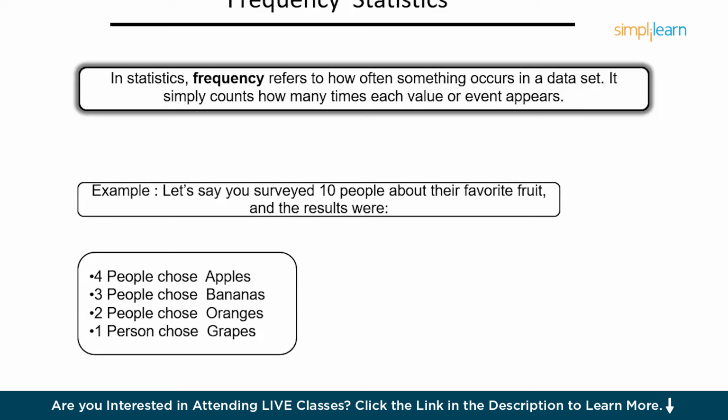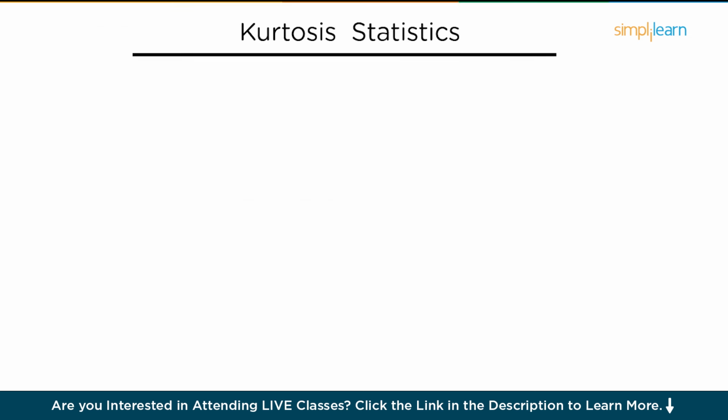Bananas have a frequency of 3, oranges have a frequency of 2, and grapes have a frequency of 1. In this simple example, frequency helps you see that apples were the most popular fruit choice, while grapes were the least popular. Last but not the least, let's talk about kurtosis statistics.